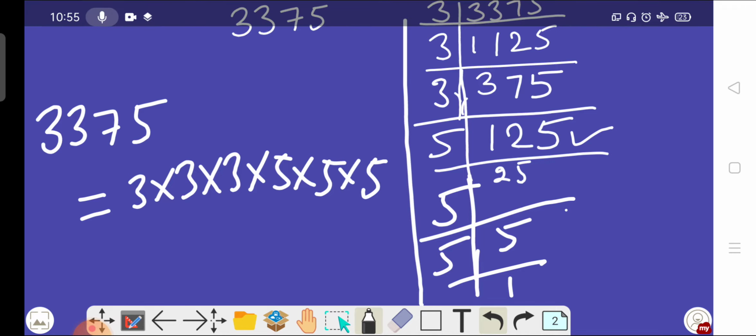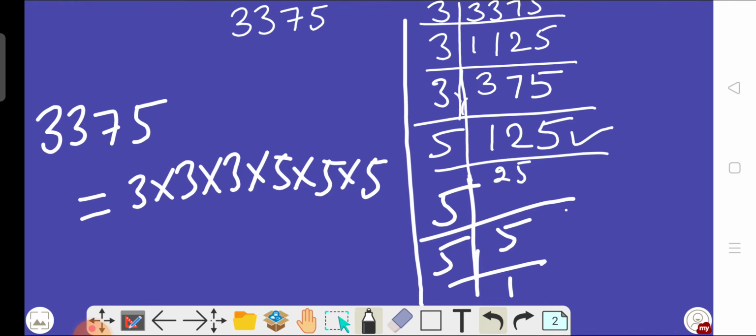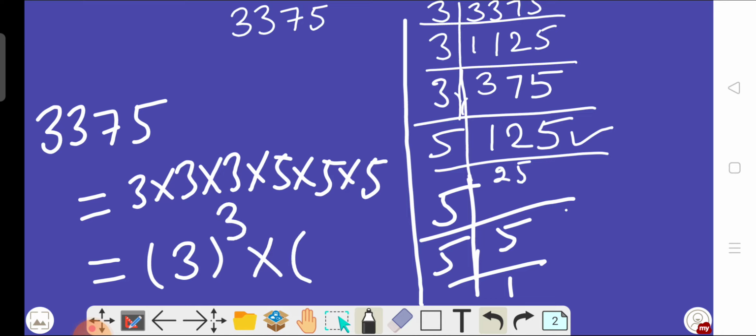So this is the factorization of 3375. How many times 3 is repeated here? 3 times. So 3 raised to the power 3 multiplied by how many times 5 is repeated? 3. So this is the required exponential expression of 3375. Okay. Now let us take one more example of this question.